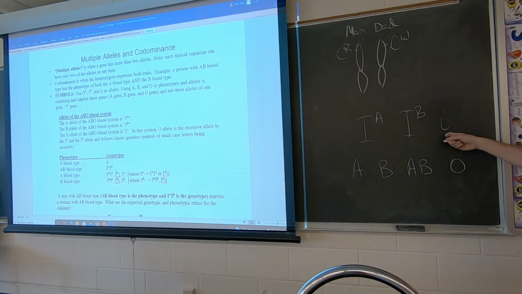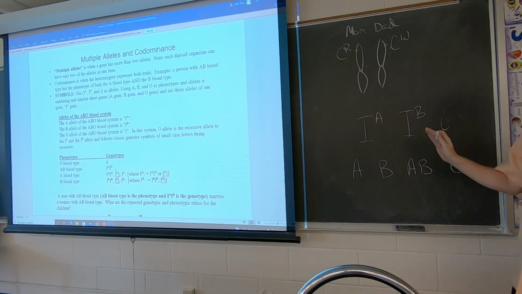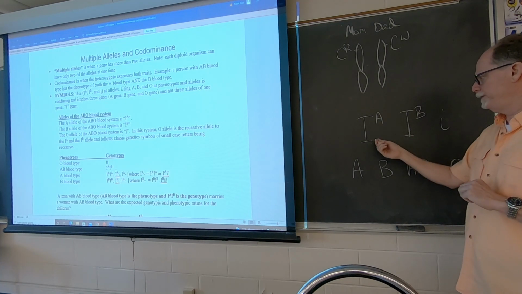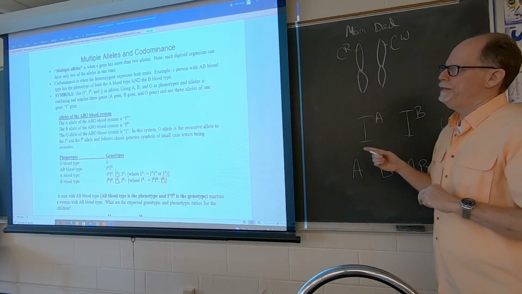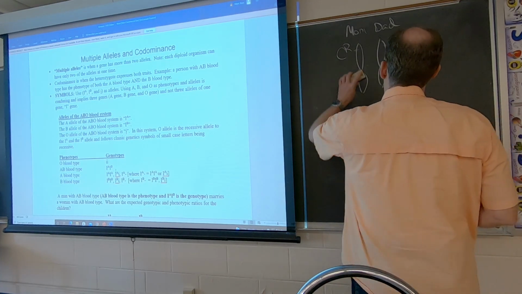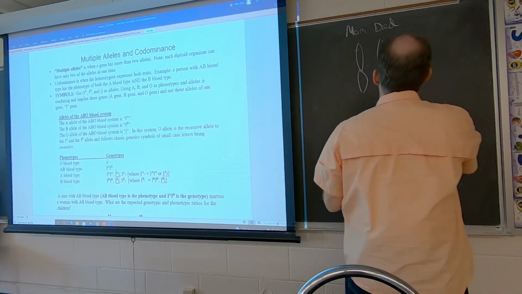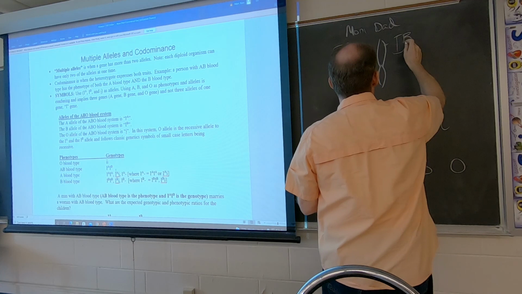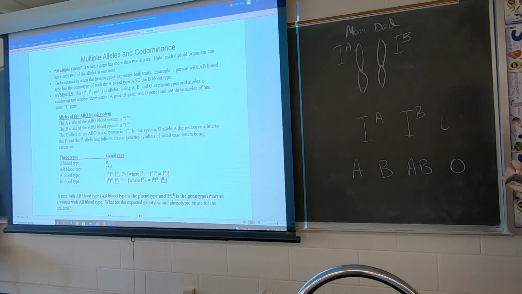The little i is recessive to these two, in a sense. But you refer to this as multiple alleles, since there are more than two. It's this one, or this one. And then it's codominant. Codominant is when you have two different alleles, but they both show up on your red blood cell. If you're AB, then on your red blood cell you have both of these antigens, as they're called.